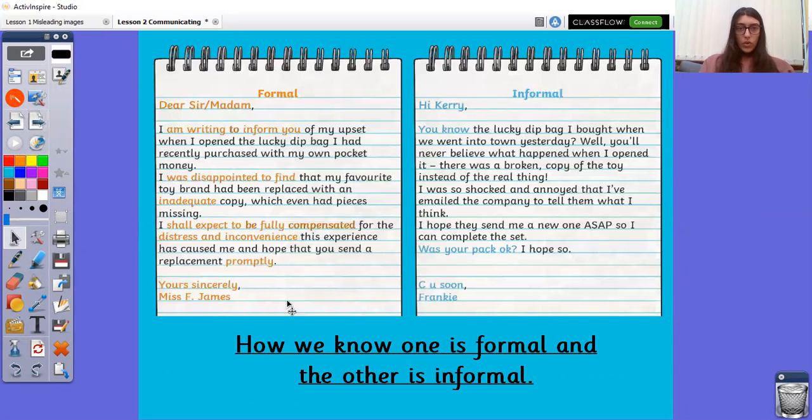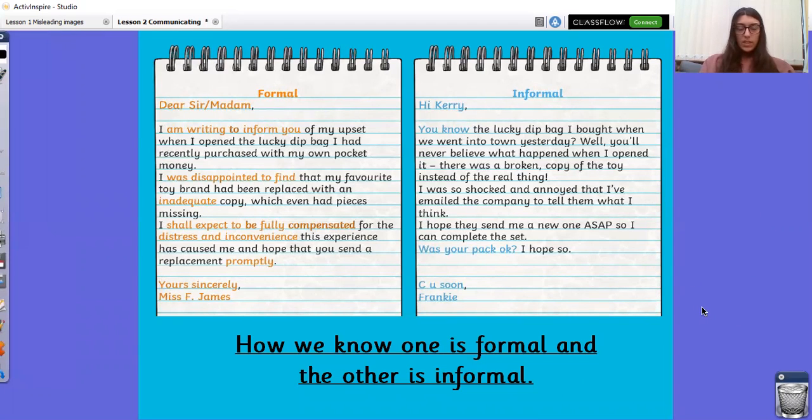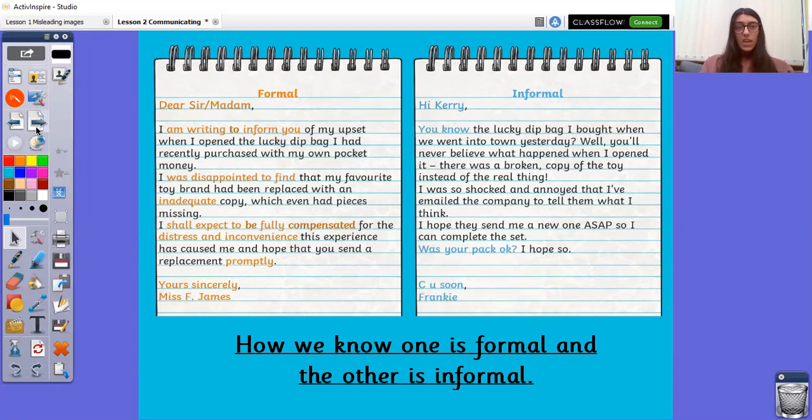Now, here we go. We've got formal on the left and informal on the right. This is how we know one is formal and the other is informal. The highlighted parts, such as dear sir and madam, I am writing to inform you, I was disappointed to find, make us realise that this is formal. Whereas on the next email, which is informal, we've got, hi Kerry, you know, was your pack okay? These parts make us realise that this is informal. It's a little bit more chatty, this one. Again, pause the video if this will help you with your activity.